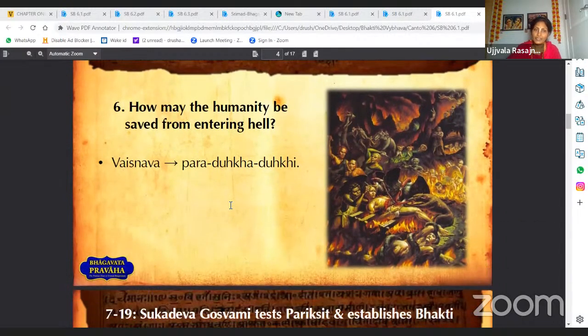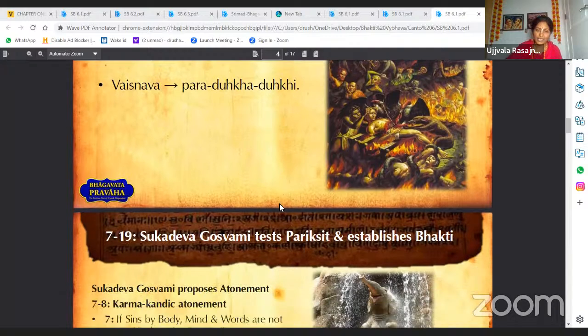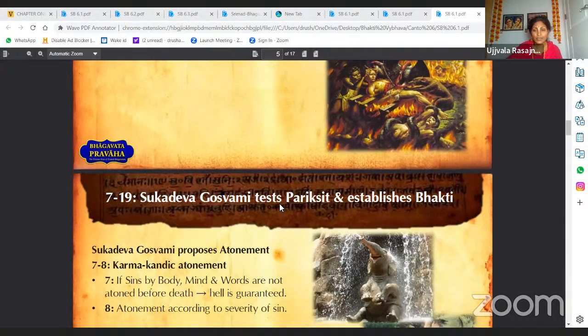Now, can you please, oh, this is so ghastly, right? The hellish condition. So this is why Parikshit Maharaj was asking, please, can you tell me what can a jiva do so they don't go to these hellish planets? Then Sukadeva Goswami says, in this conversation, Sukadeva Goswami answers this particular question. The question from Parikshit Maharaj is, what can a jiva do?